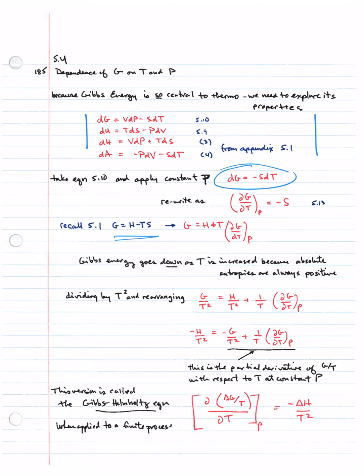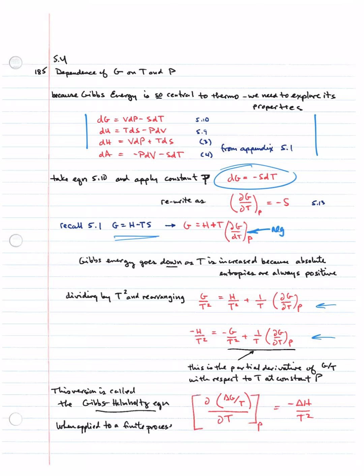whoops, why isn't that working? Oh, my pencil runs out of juice at an inopportune time. So I let those electrons flow into the pencil, and that usually is enough. So this, since that term is negative, Gibbs energy always goes down as you increase temperature because absolute entropies are always positive.